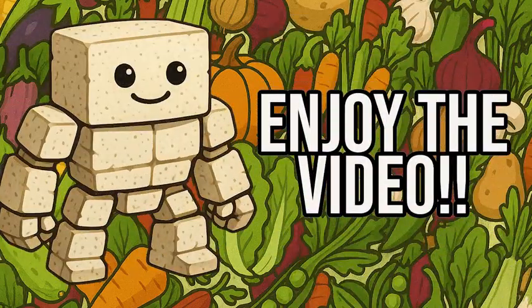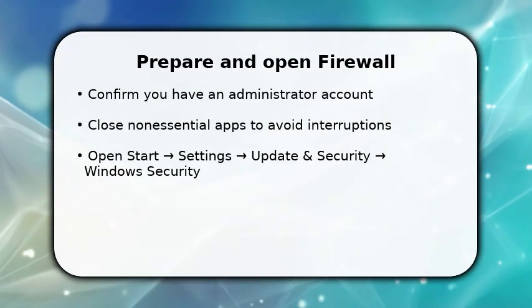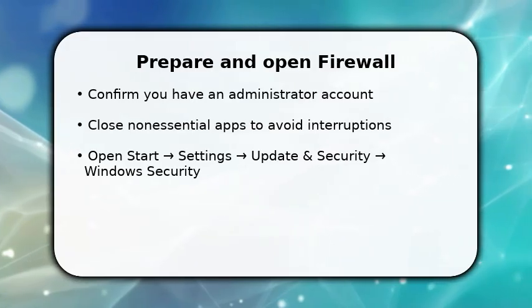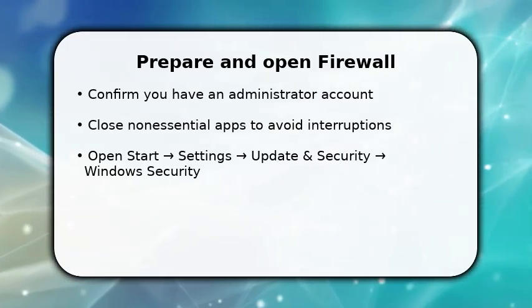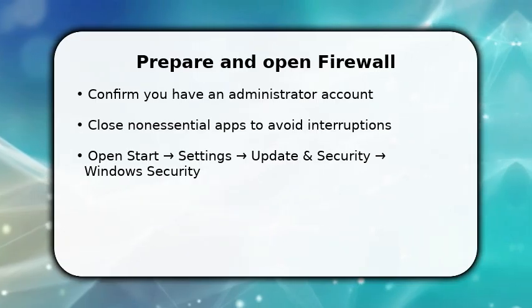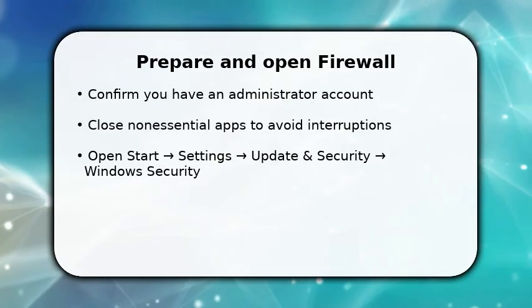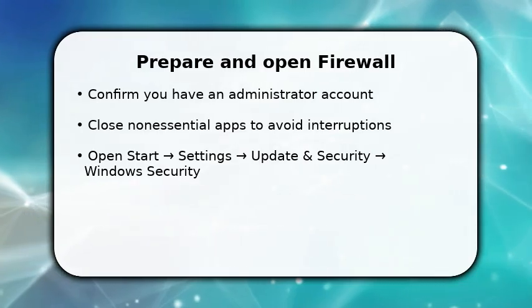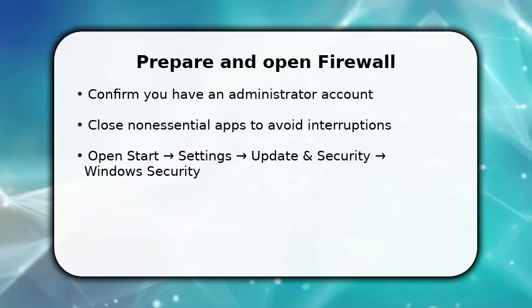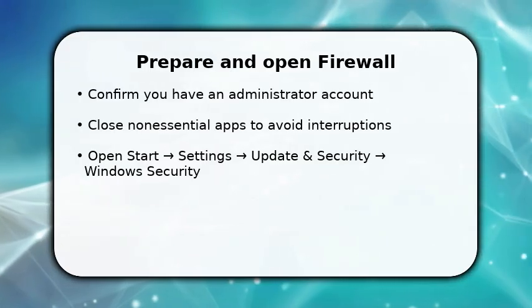Please enjoy the video. You need admin rights. Sign in with an administrator account so changes can apply system-wide. Once signed in, close extra apps to prevent prompts or lost work while you change security settings. Now open Start, choose Settings, then Update and Security, and click Windows Security to access protections.